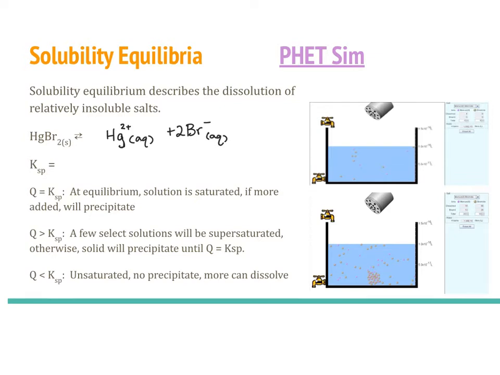So the KSP expression for this is the concentration of the mercury ion times the concentration of the bromide ion squared.